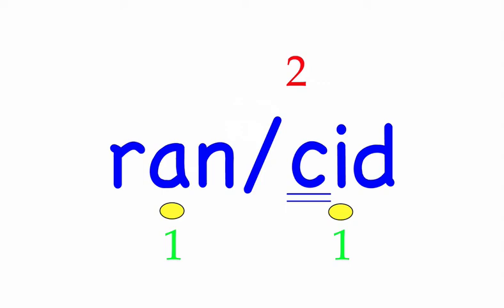The next word is wince. Wince. He did wince in pain. Wince. Wince has 4 sounds. W, I, N, S. Wince.